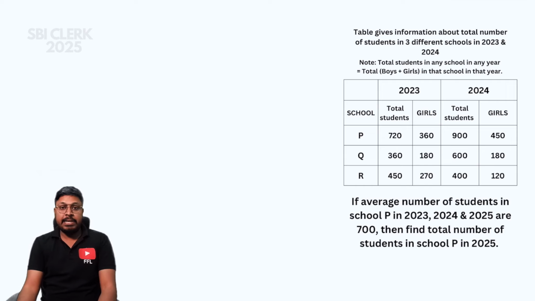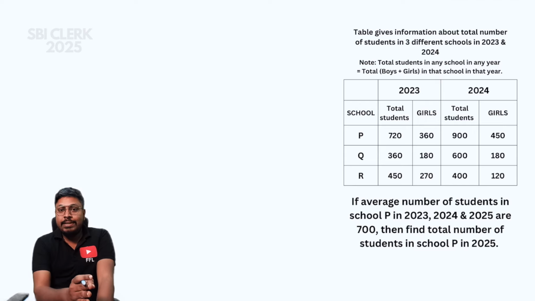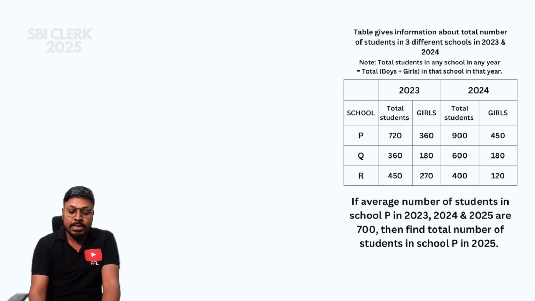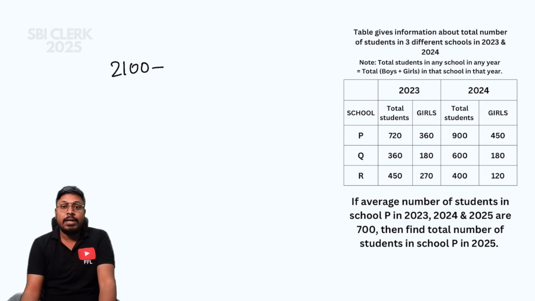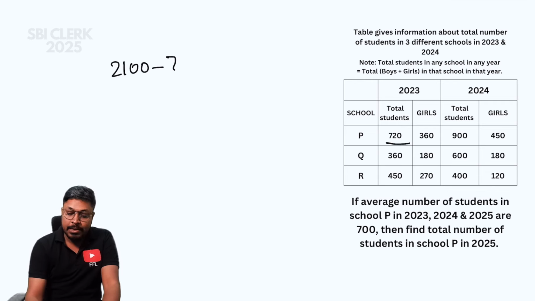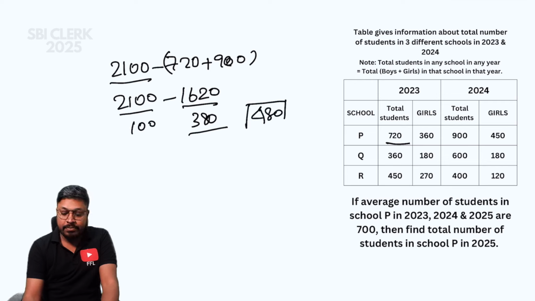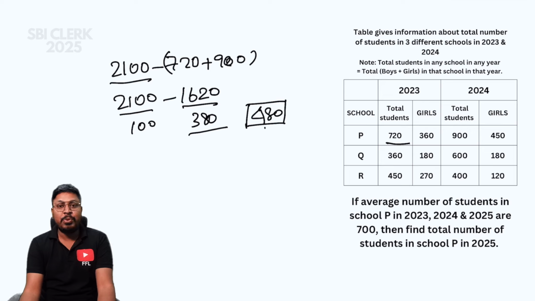See, the average has been given for 3 different years. The average total students is 700. So 23, 24, 25 divided by 3 is equal to 700. So 23, 24, 25 is equal to 700 into 3. The total will be 2100 minus the sum of 23 and 24. So 720 plus 900, which is 1620. Friends, understood or not? So this will be 2100. Here we have 1620, so the difference is 480. So the answer for this question is 480.